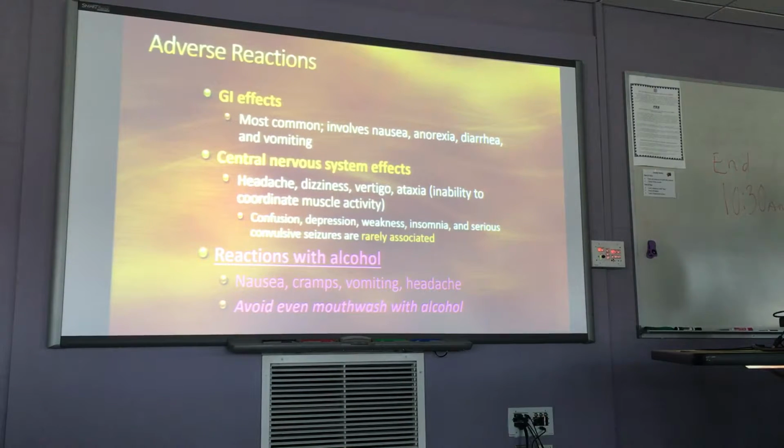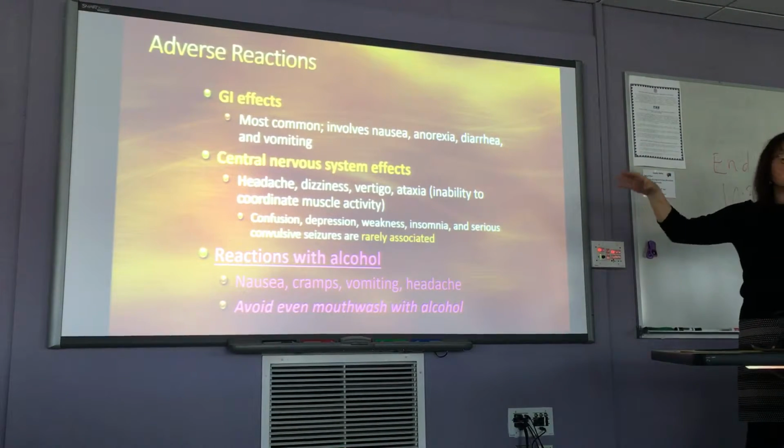Nausea, anorexia, diarrhea, and vomiting. This is starting to sound like a broken record, but it happens with a lot of the bacteria because of the effect on all of the normal flora that we have there. CNS effect does happen with this, as I mentioned before. Headaches, dizziness, it can have that.